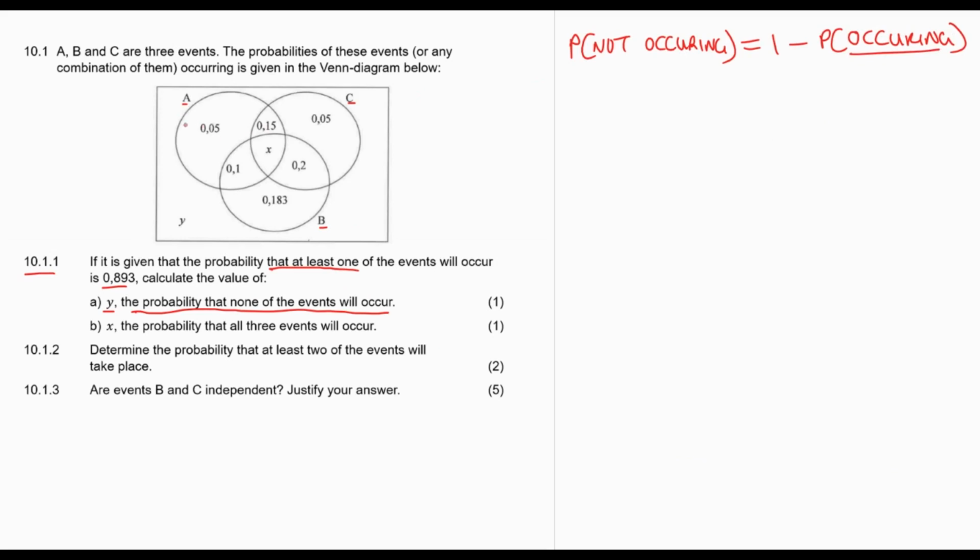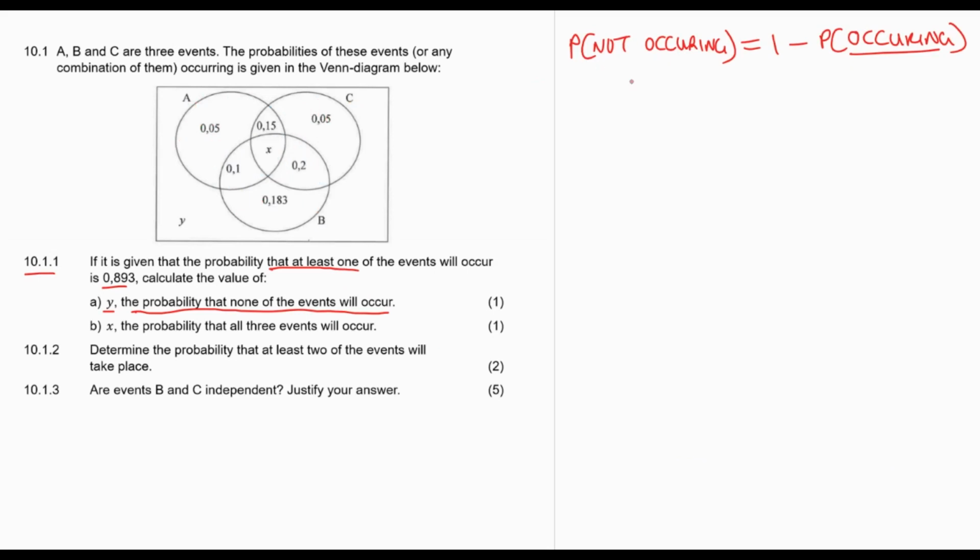If you look at the Venn diagram, this part, we have at least one occurring here. At least one occurring means one or more. So here we have one event, which is A. We have one event there, which is C. We have one event there, which is B. And then we have two events there, which is A and B. We have two events here, which is A and C. We have two events here, which is B and C. And then we have all the three events here. So we add all these. The probability of at least one occurring, we add all this.